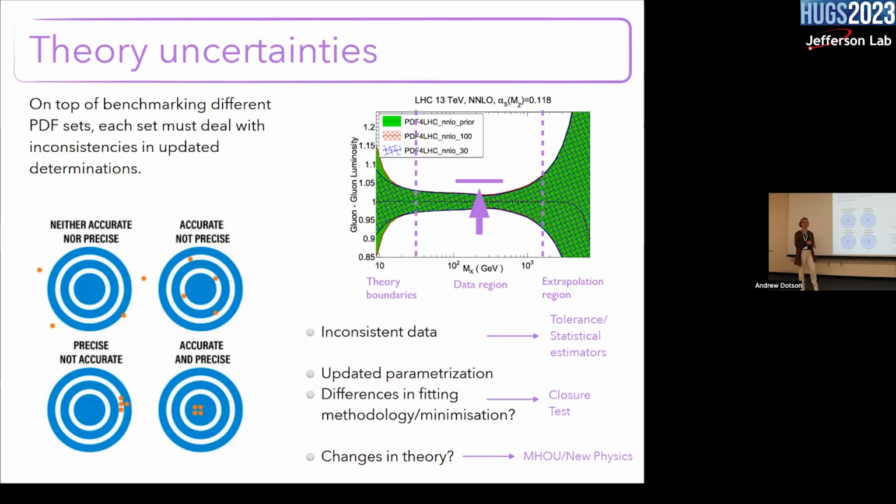There might be inconsistent data, which we discussed yesterday. There might be an updated parameterization. Is it justified or not? There might be differences in the fitting methodology or minimization. Has it happened in NNPDF 2.3? Or there might be some changes in the theory.